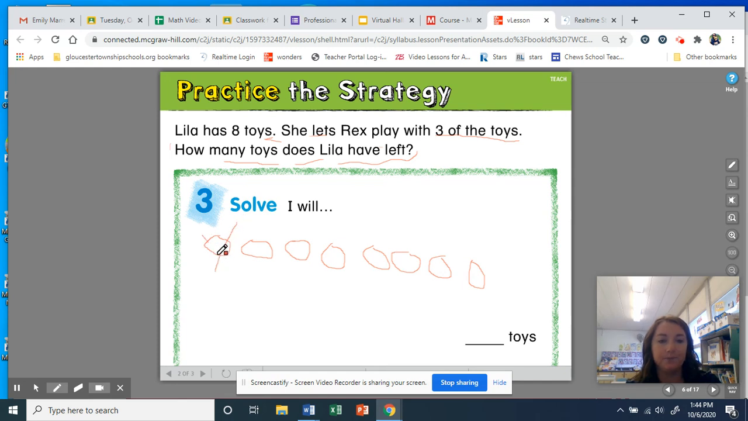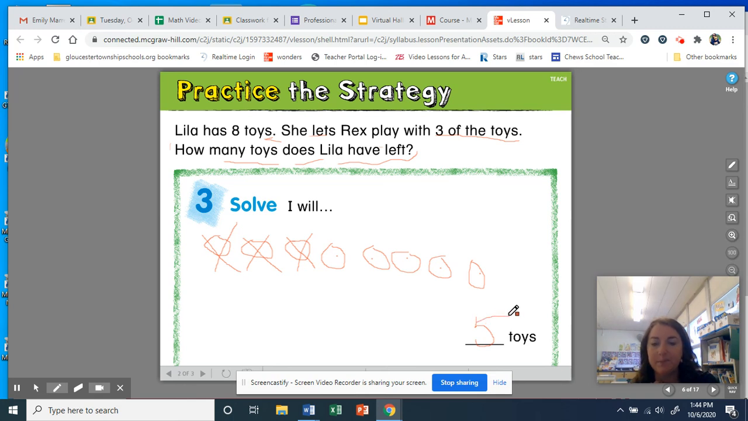So 1, 2, 3. All right, how many does Lila have now? Well, let's count. 1, 2, 3, 4, 5. So she has 5 toys left. So you're going to go ahead and write 5 there.